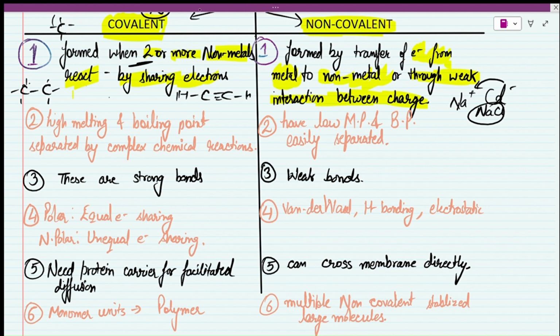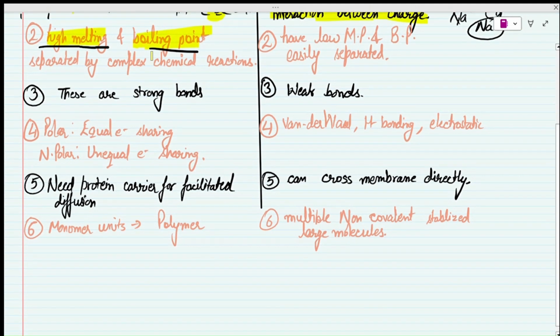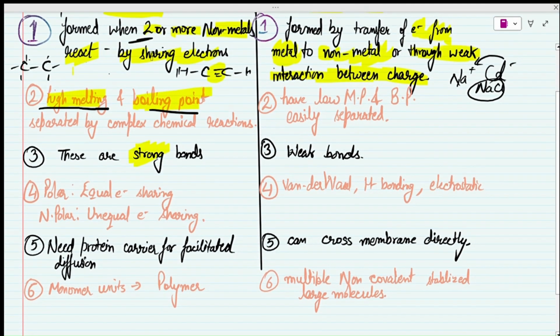And the second point is related to high melting and boiling point. Okay. Let me again use the yellow marker. So in covalent bond there is high melting and boiling point. Okay. Since the bonds formed by sharing the electron is, you can say, a stronger bond. Have I written it somewhere? Let me check first. Okay, yeah. These covalent bonds are strong bonds while non-covalent are weak bonds. So for the strong bonds, they need higher energy, or you can say higher heat for their breakdown. Thus they have high melting and boiling point separated by a complex chemical reaction.